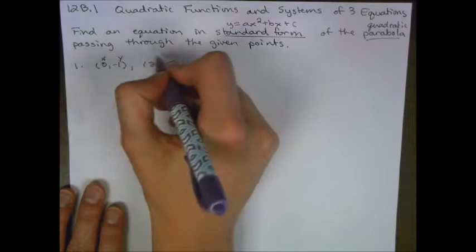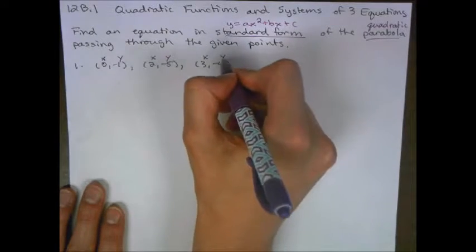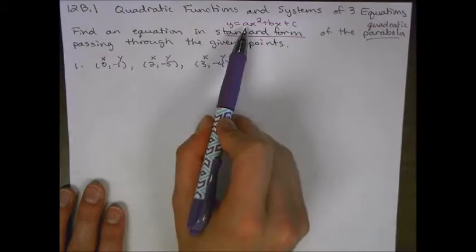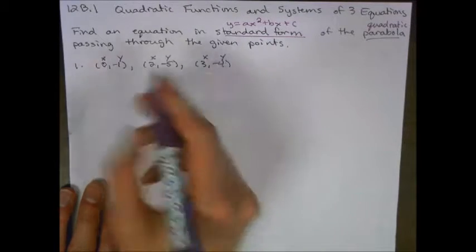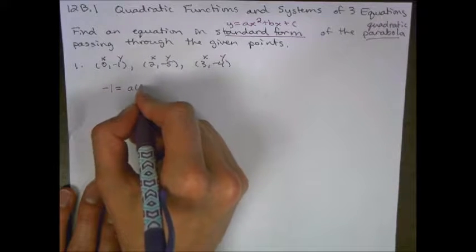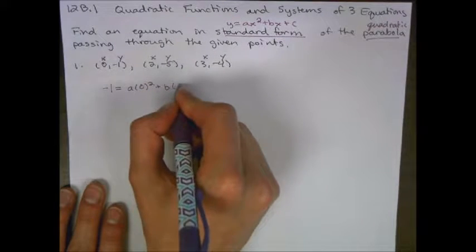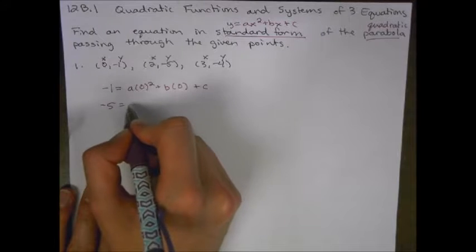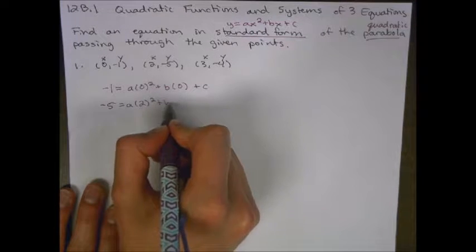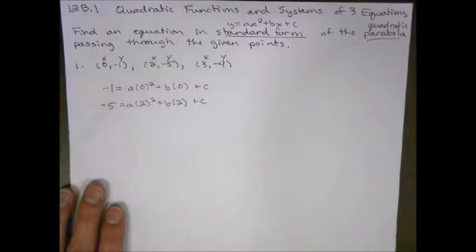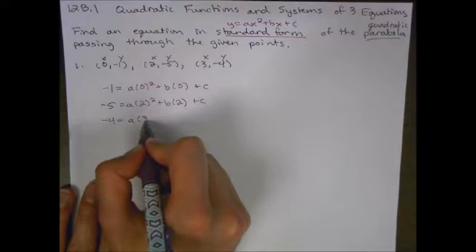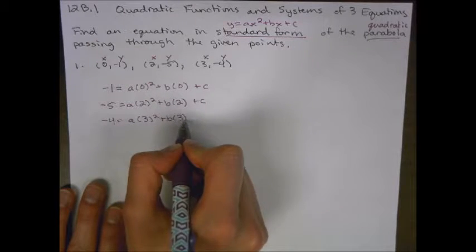So let's go ahead and label. We have xy, xy, xy. And we're going to plug in our points. So -1 is my y equals a times 0 squared plus b times 0 plus c. That's the first one. The second one, -5 equals a times 2 squared plus b times 2 plus c. My third one, -4 equals a times 3 squared plus b times 3 plus c.